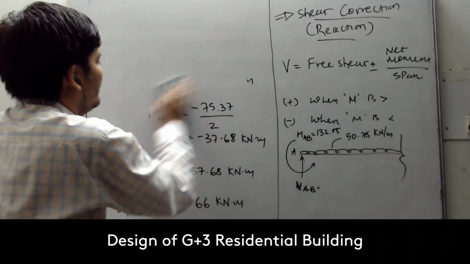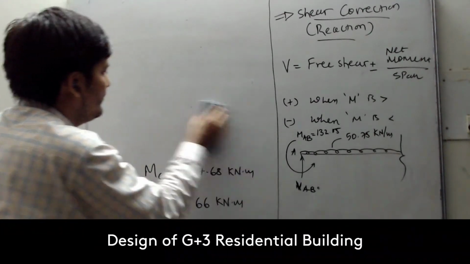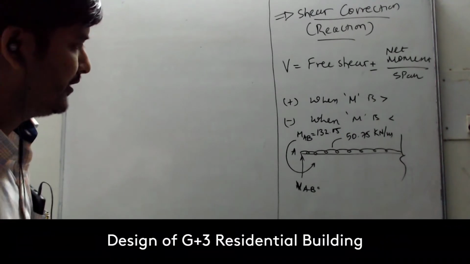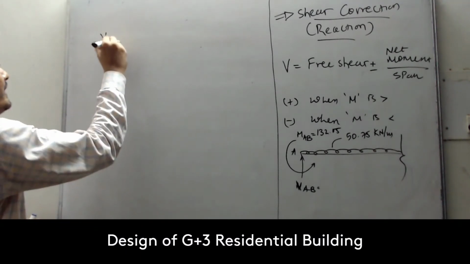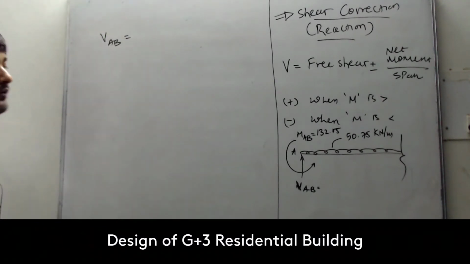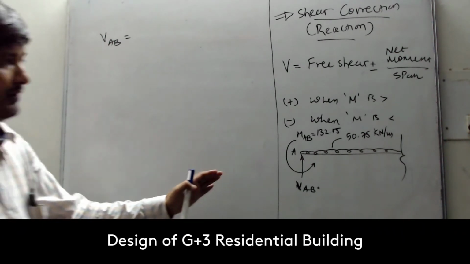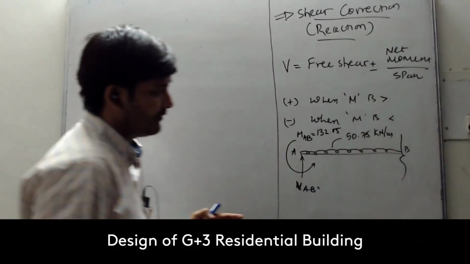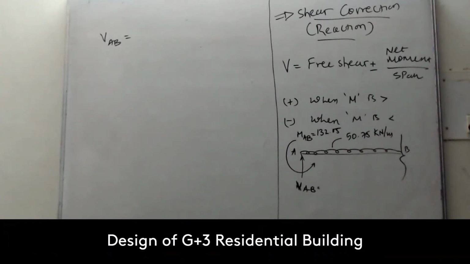We are going to find VAB value, right? So let me write down VAB is equal to free shear. What do you mean by free shear? It is nothing but a shear force that is acting at point A. So if it is a UDL, suppose this is B point, the shear force is generally WL by 2, right?